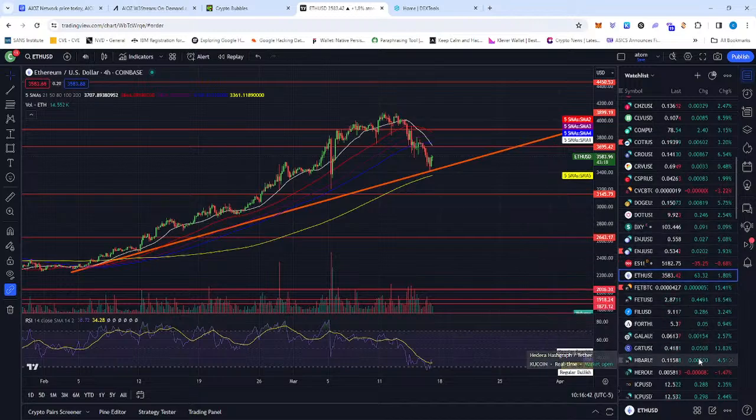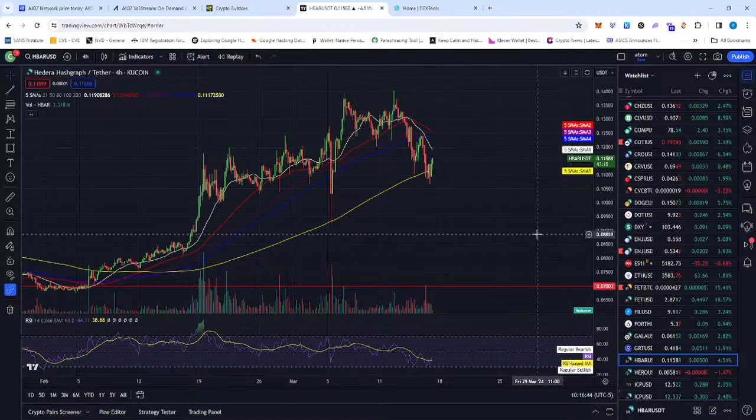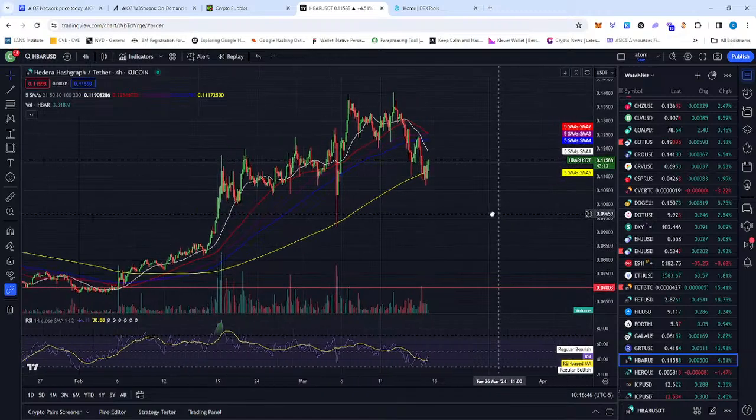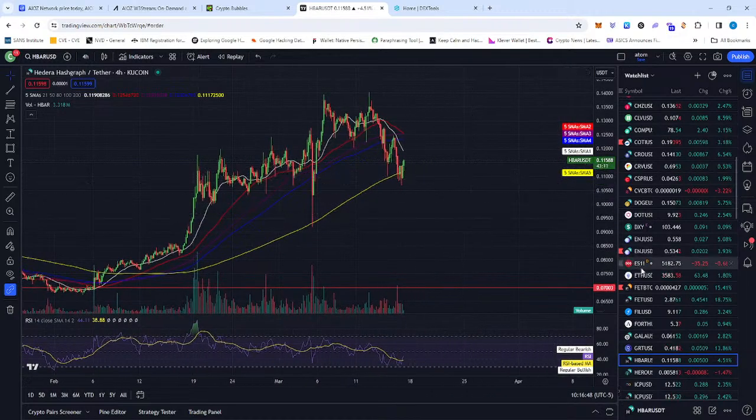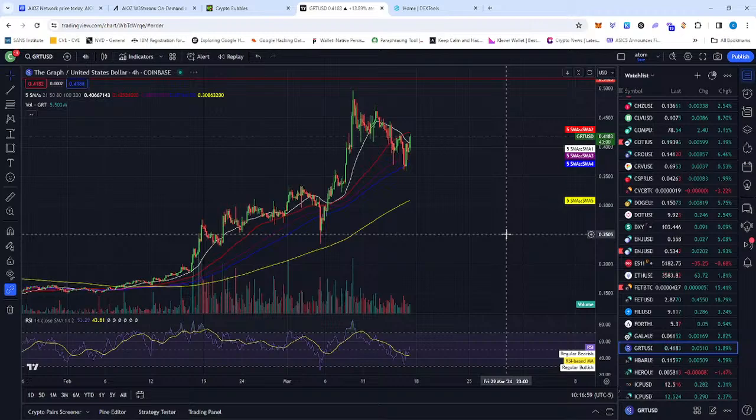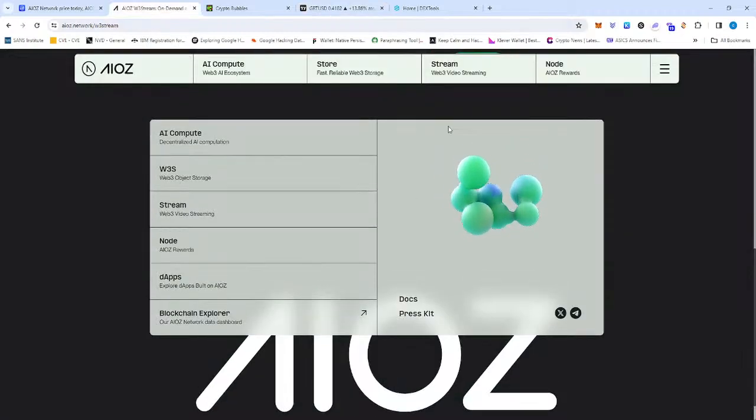Let's see here. H-bar. Just looking at some of my plays that I have. H-bar fell down to the 200. Let's see here. It had a lot of sell volume right here. Jeez. But let's get back to AIOZ.